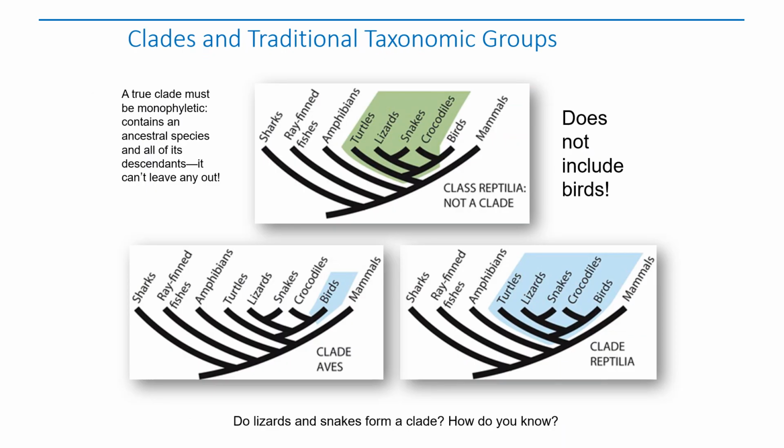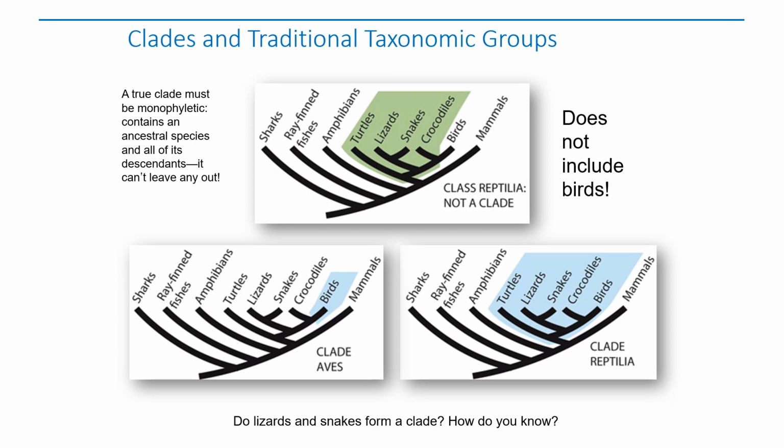So when we look at the clades and the traditional taxonomic groups, a true clade is going to be monophyletic, which means that it will contain an ancestral species and all of its descendants and not leave anything out. So when we're looking at the reptiles, this is not considered a clade because it has left some organisms out. Here we could see the aves or the birds and then the reptiles.